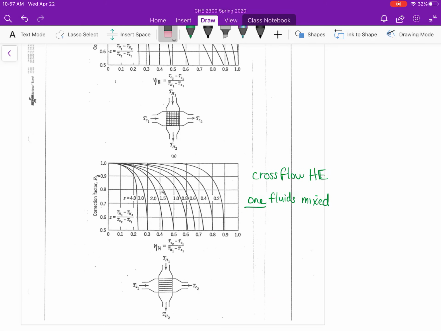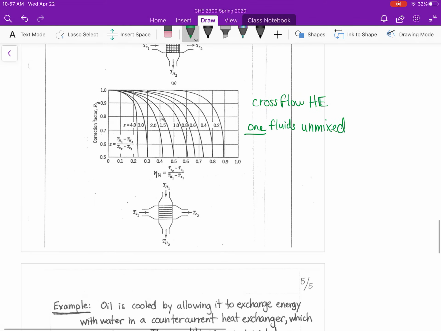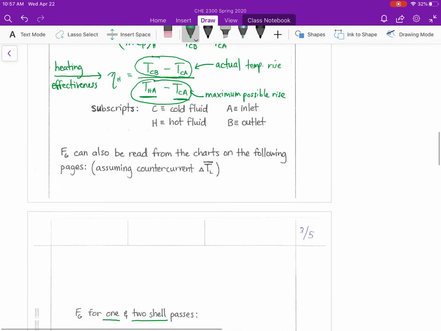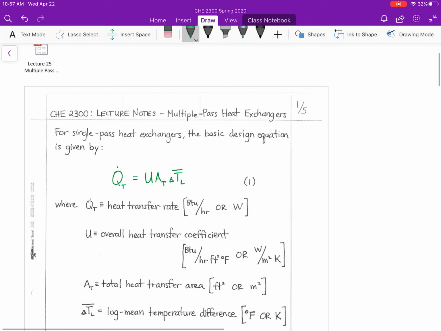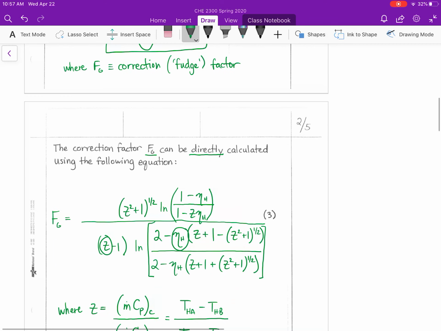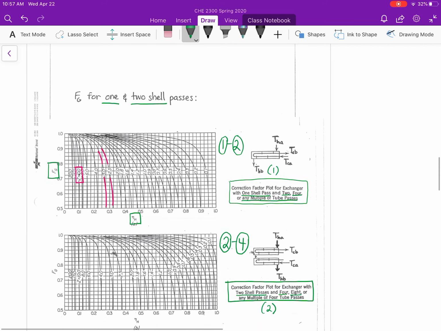One fluid unmixed, which is the same thing as one fluid mixed, but that's typically how it's discussed. Are both fluids unmixed, or is one fluid unmixed? Okay, so that's really all I want to say about multiple pass heat exchangers. The design equation is very similar to what we have seen before. The only additional term now is this correction factor. We can again calculate that correction factor based on this equation, or we can pull our correction factor off a chart.